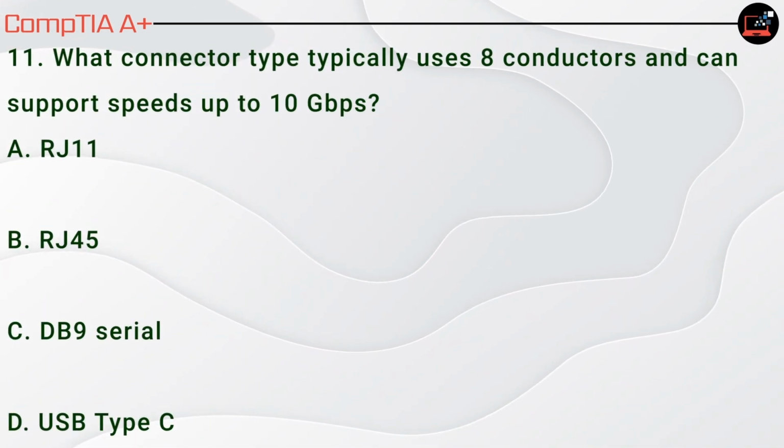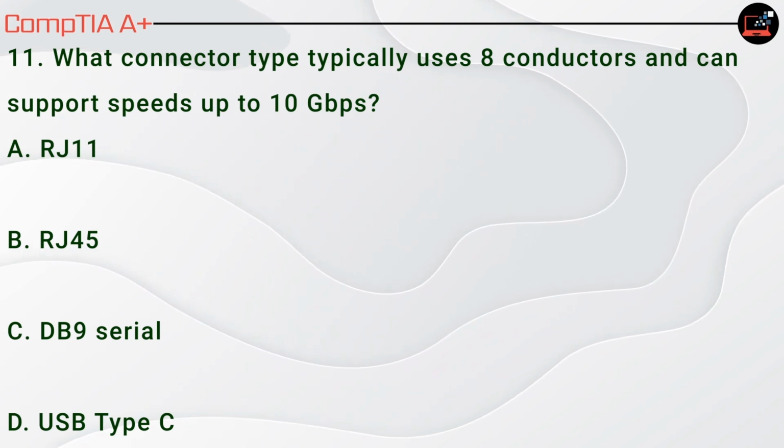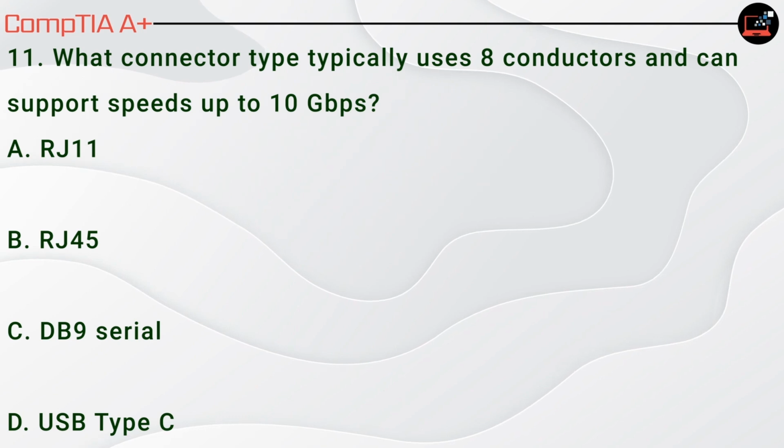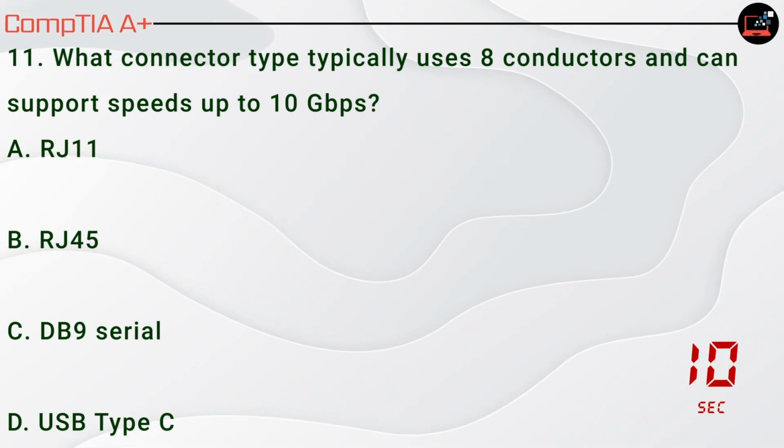11. What connector type typically uses 8 conductors and can support speeds up to 10 Gbps? A. RJ11, B. RJ45, C. DB9 serial, D. USB Type-C.